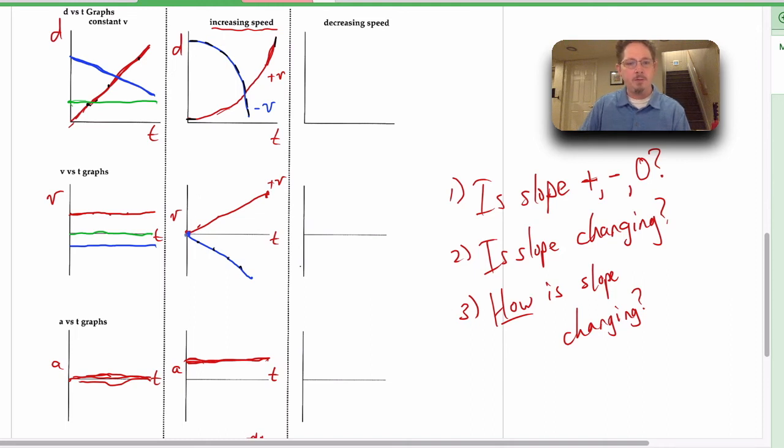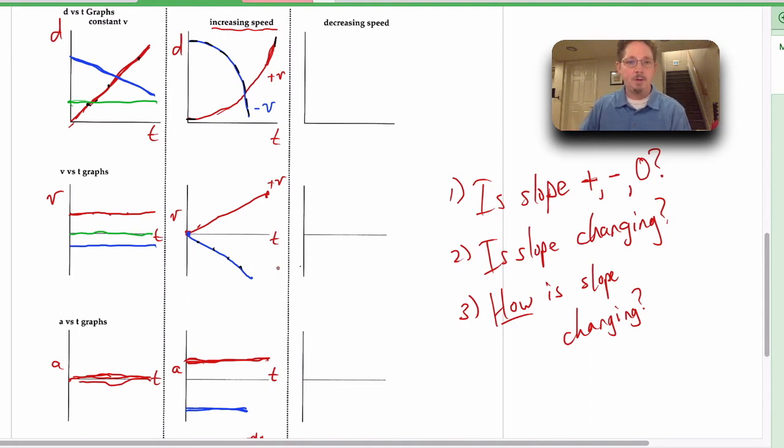Okay, what about the acceleration? Well, this slope is negative and constant. So we have a constant negative slope on my velocity graph, so a constant negative acceleration. Again, this should be a flat line graph. Not perfect at drawing that.